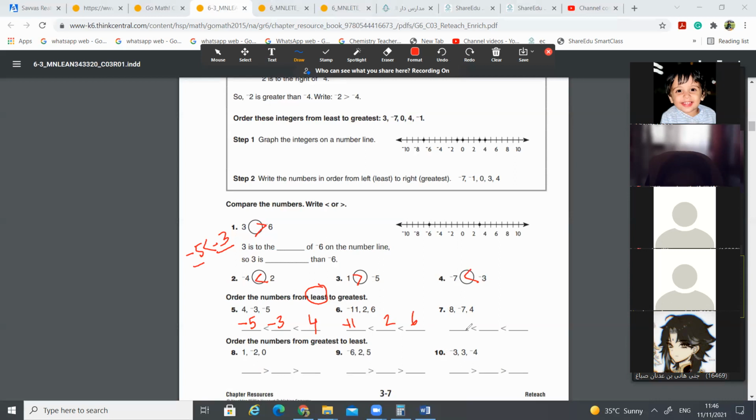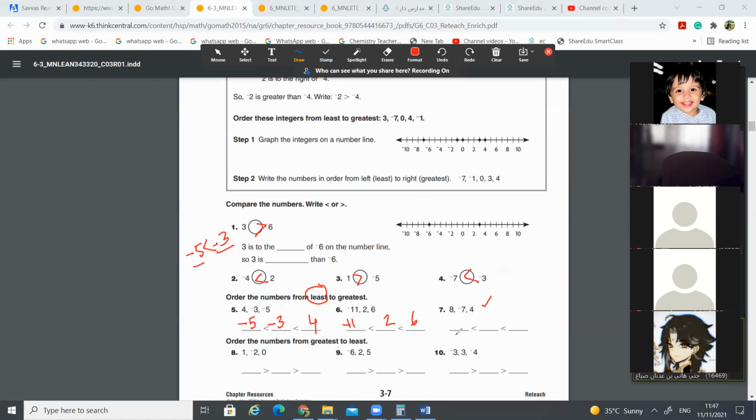Miss, can I ask you a question? Yes, Lamar? So if there's -3 and -4, -3 is greater than -4. I meant if they said from greatest to least. So which one is greatest? No, least to greatest. You would start with the lower number, which would be -4. Yes, yes.